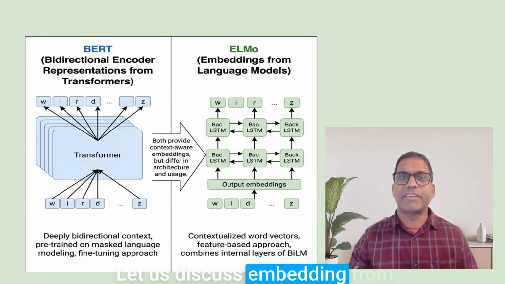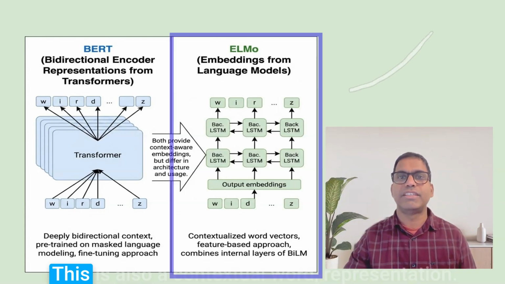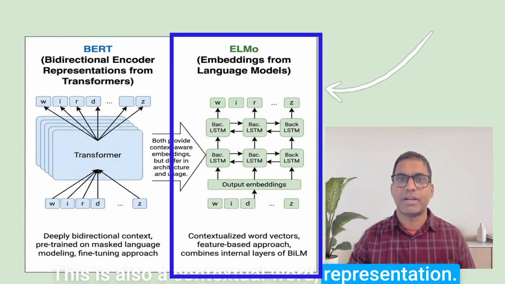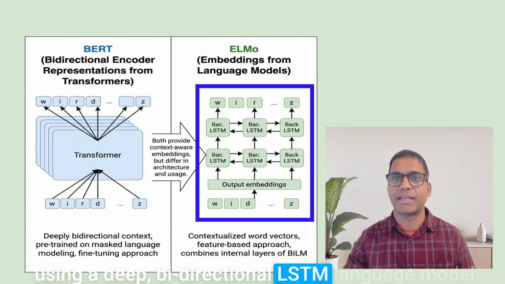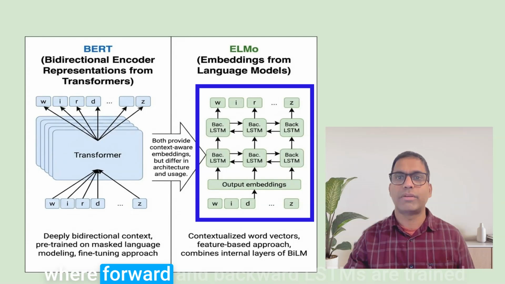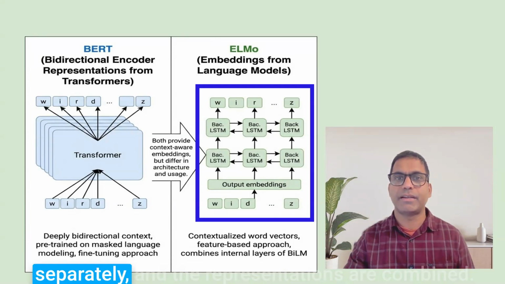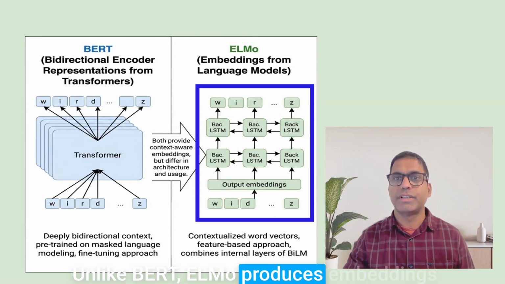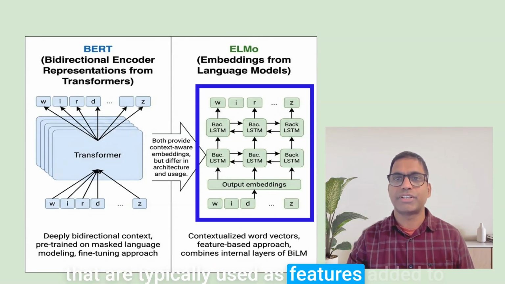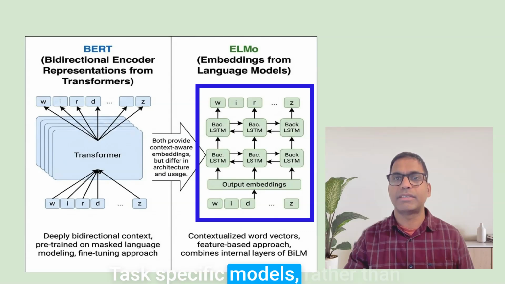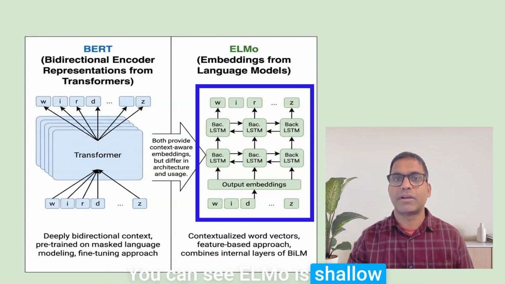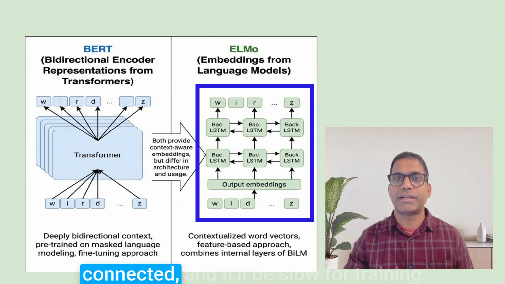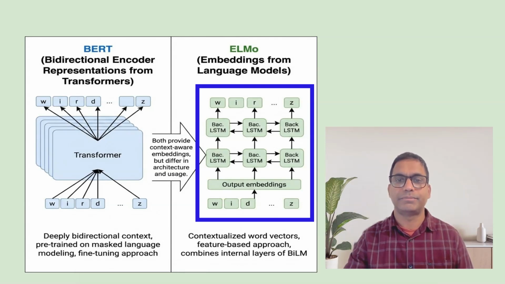Let us discuss embeddings from language models called ELMO. This is also a contextual word representation model. ELMO generates contextualized word embeddings using a deep bidirectional LSTM language model, where forward and backward LSTMs are trained separately and their representations are combined. Unlike BERT, ELMO produces embeddings that are typically used as features added to task specific models rather than being fully fine tuned end to end. You can see ELMO is a shallow representation and sequentially connected, and it will be slow for training.